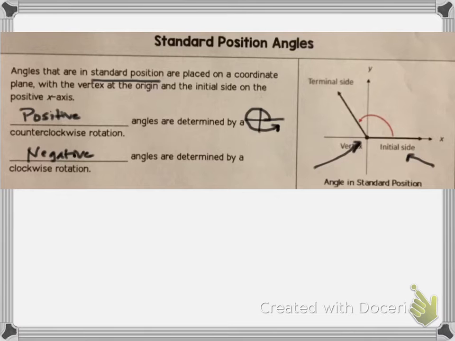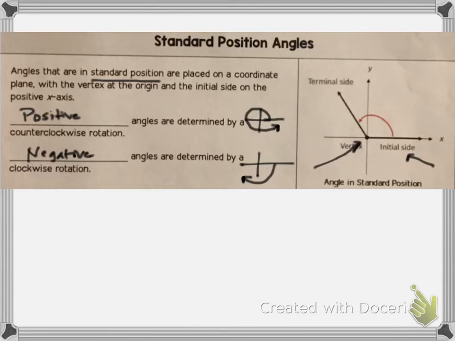Negative angles are determined by a clockwise rotation. In this rotation, again, you start at the initial side and you would go this way. So you're going the direction of the clock.